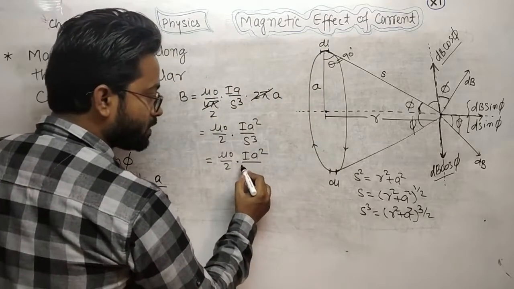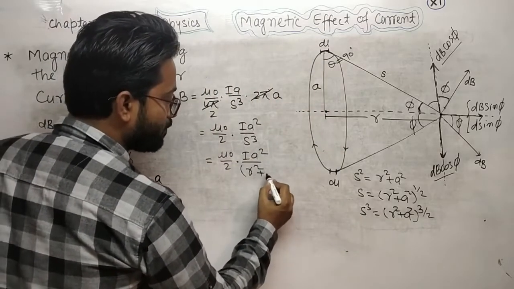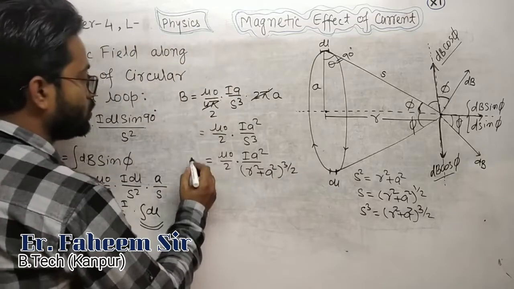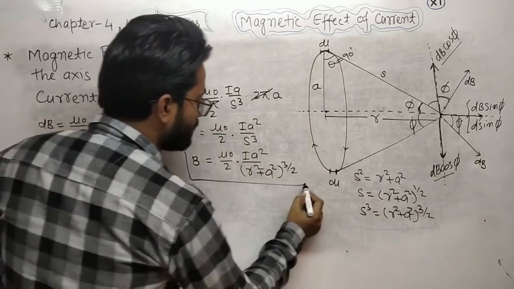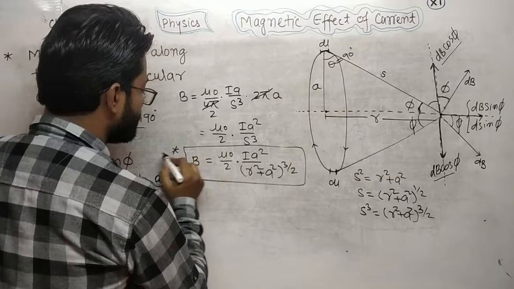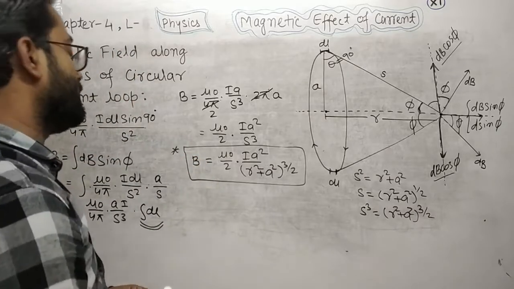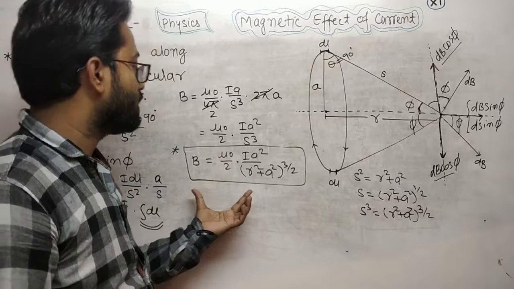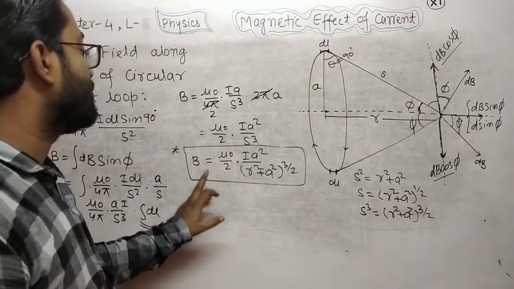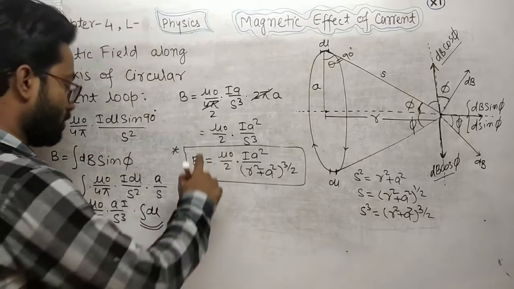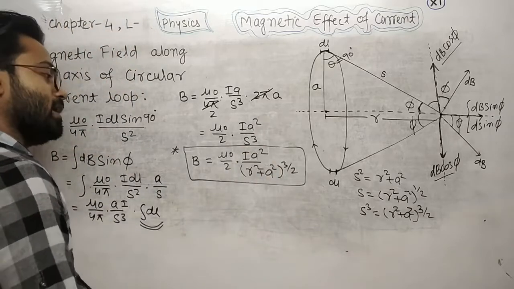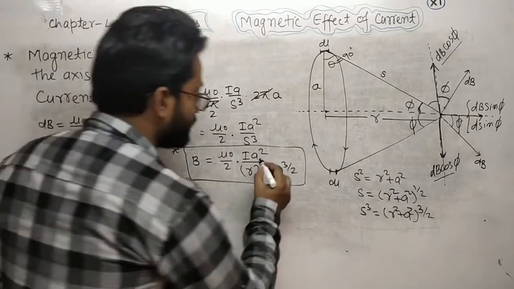You can put the value r square plus a square to the power 3 by 2. This is the final result that you need to remember. That means the magnetic field on the axis of a circular current loop is equal to mu naught by 2 I a square upon r square plus a square to the power 3 by 2.